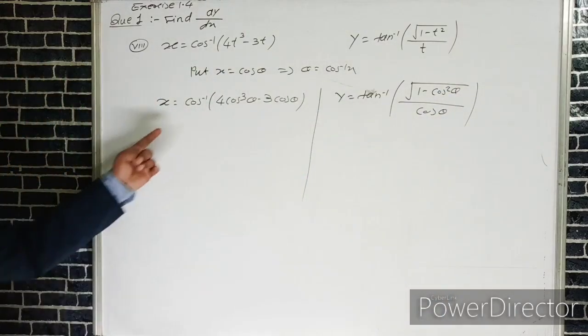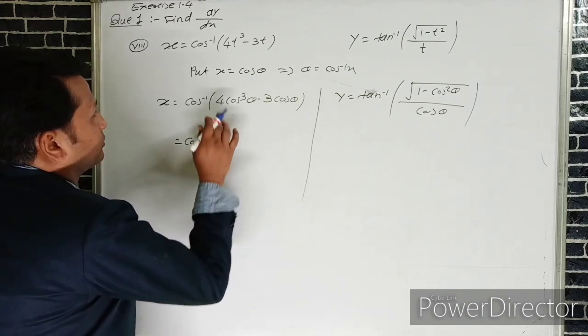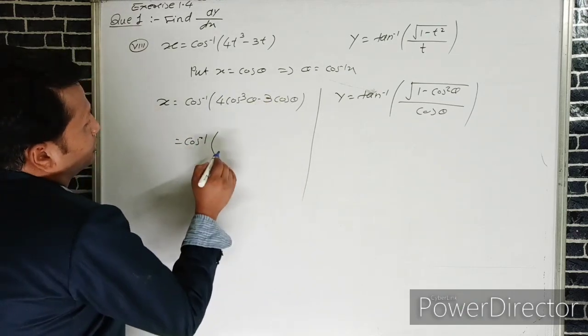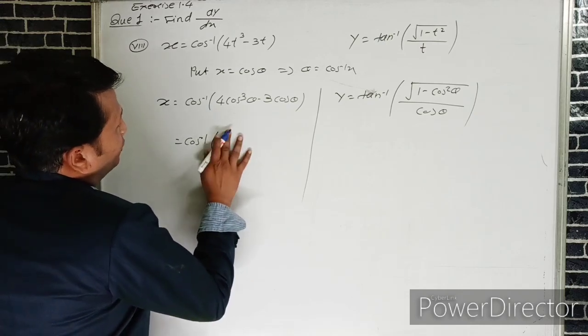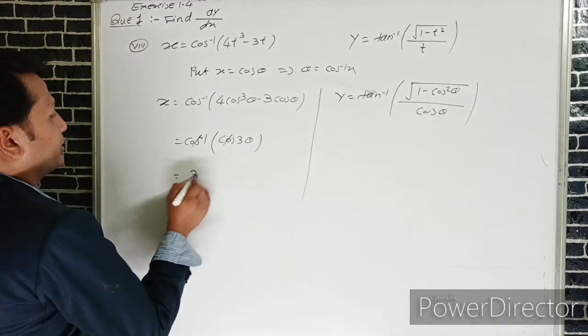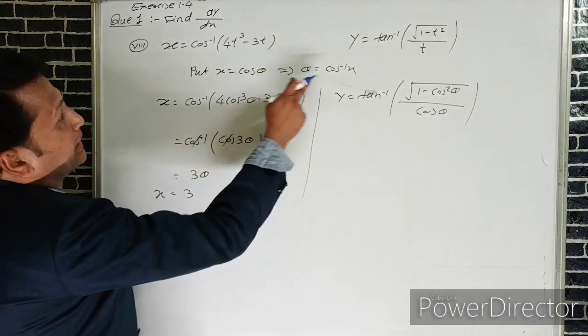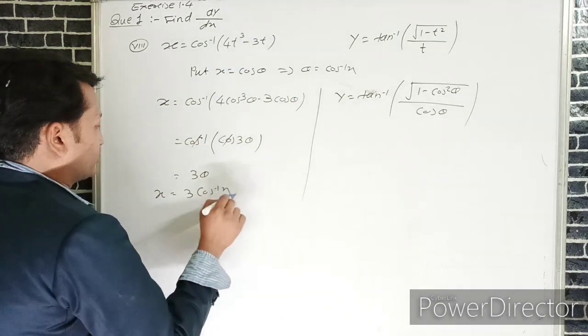First we solve this x. After that y. Cos inverse of 4 cos cube theta minus 3 cos theta, which is by the rules of trigonometric function, cos 3 theta. Here cos inverse cos gets cancelled, remaining is 3 theta, and the value of theta we can also write as cos inverse t.